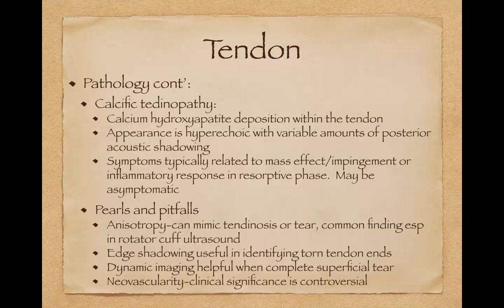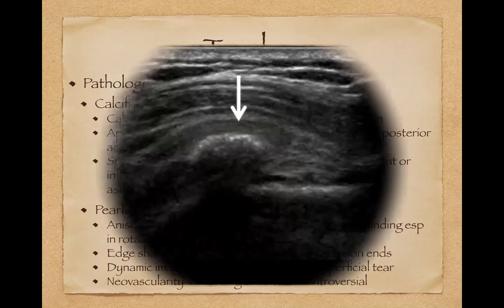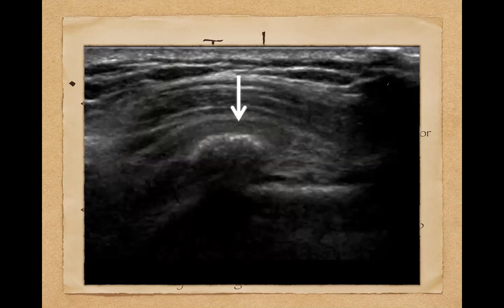Some more pathology: calcific tendinopathy, usually a calcium hydroxyapatite deposition within the tendon. The appearance is hyperechoic with variable amounts of posterior acoustic shadowing. And symptoms typically related to mass effect or impingement or an inflammatory response in the resorptive phase, but may also be asymptomatic. And we can see that in this picture here.